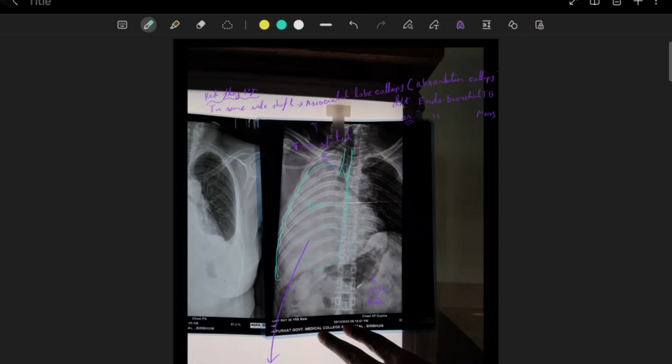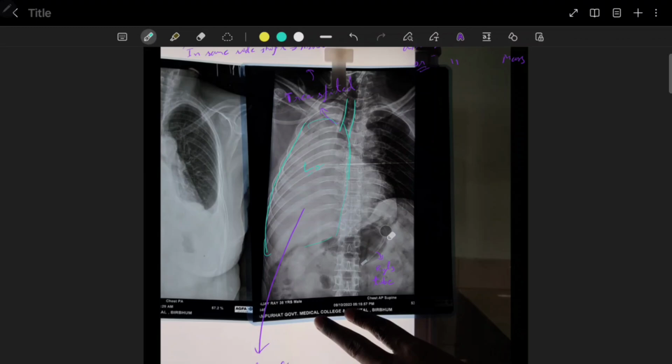Okay, and mainly it is the absorption collapse, maybe due to endotracheal TB or endobronchial TB or endobronchial mass. Okay, and what is this? This is a Ryle's tube. This is Ryle's tube. Okay, so what is the diagnosis?